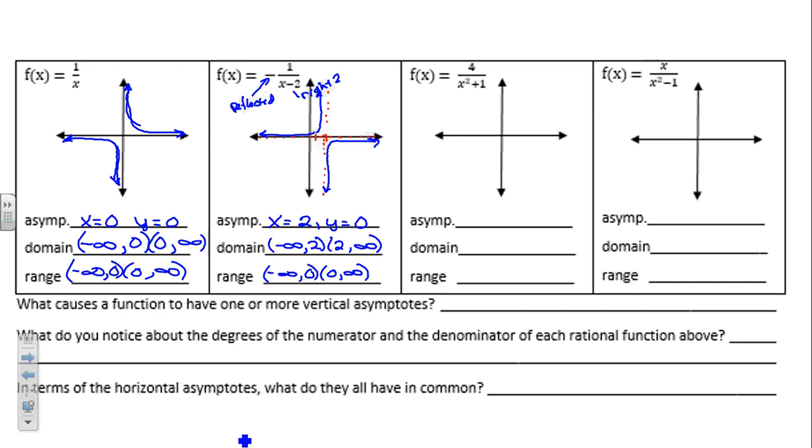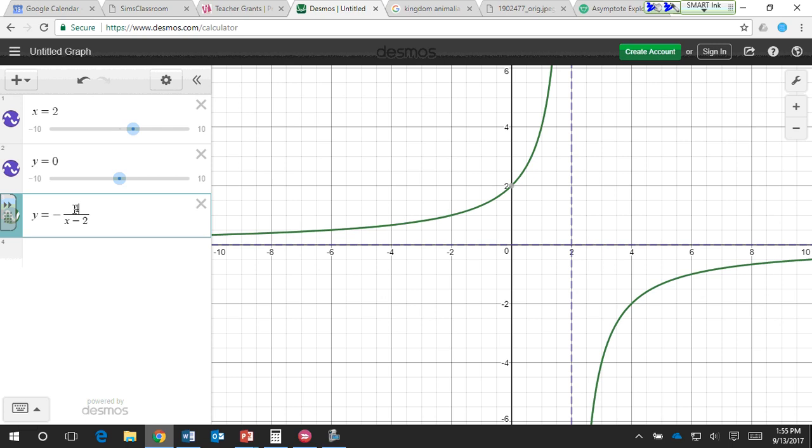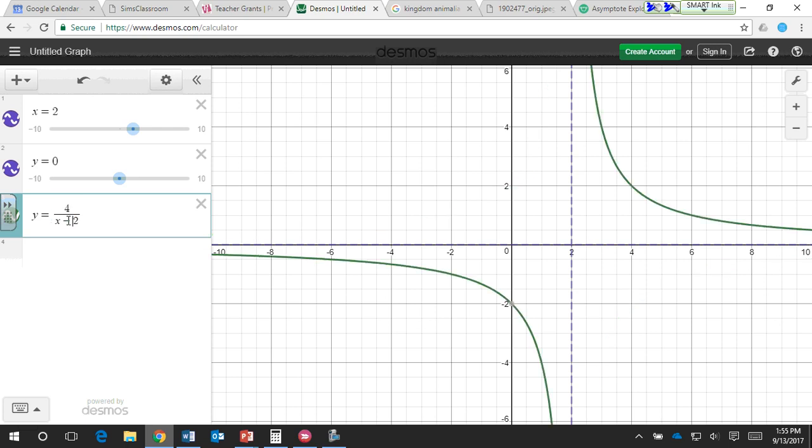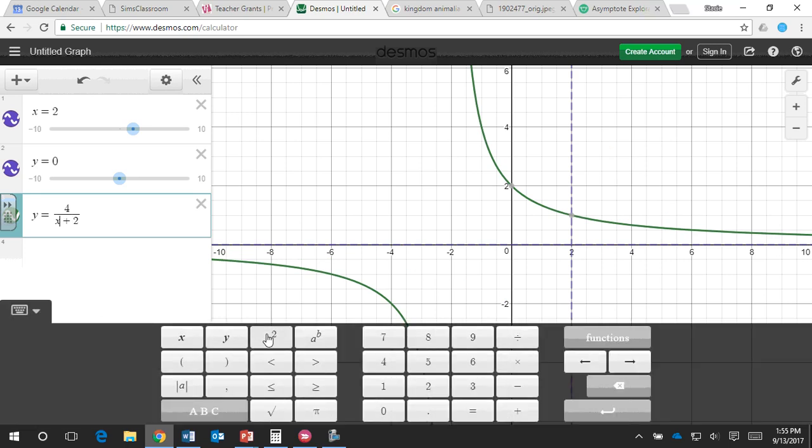Okay, so we're ready to modify. We're going to put a 4 in the numerator and an x squared plus 1 in the denominator, and remove that negative sign. You've got that little keyboard that you can bring up to give a squared term.